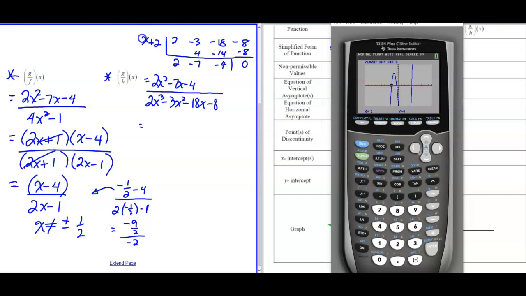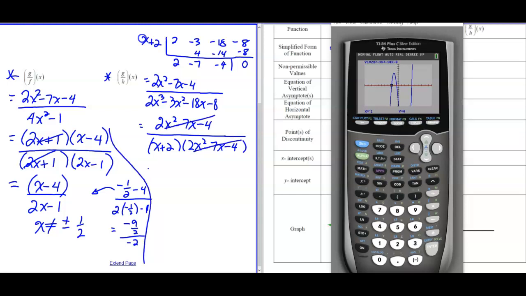So really, in this case, I can save some time because I happen to choose that one, x equals -2. Not always going to happen that way, right? And saying that, maybe for my non-permissible values, I'm going to have to factor it anyway.